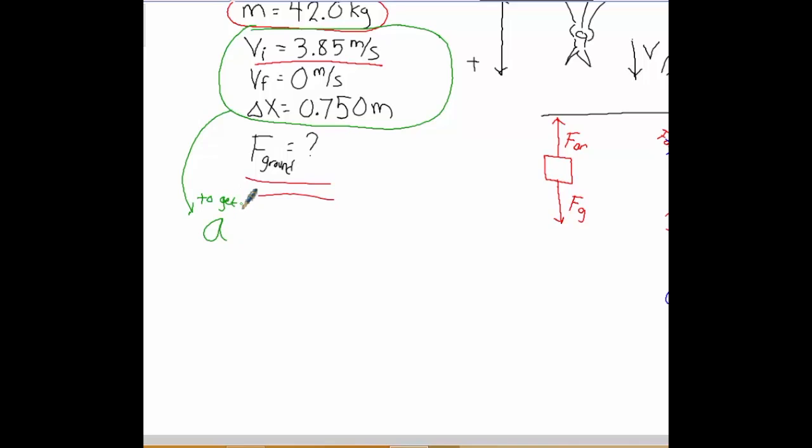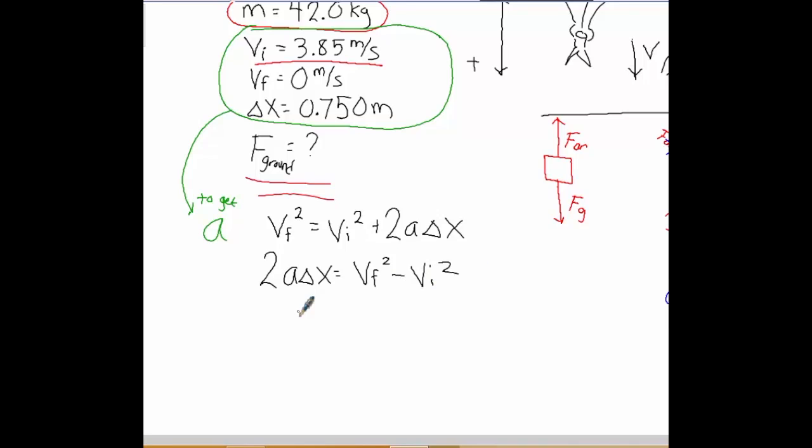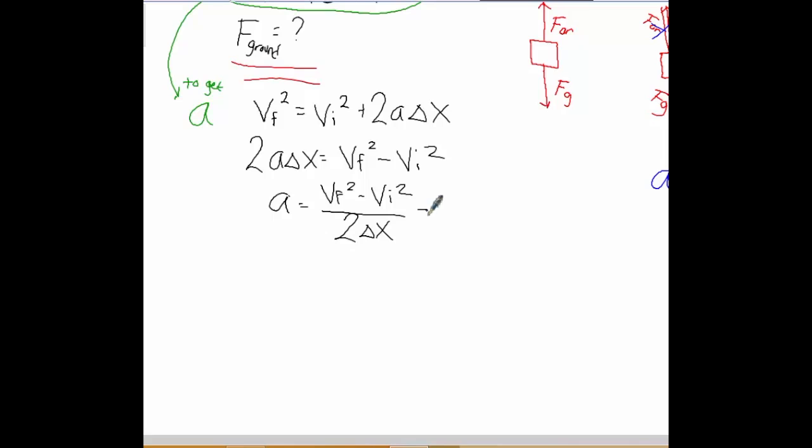We can use them to get A, because we know a VI, we know a VF, we know a displacement, and we're trying to solve for A. The only equation that deals with those four variables is the fourth kinematics equation. So I can manipulate that, subtract VI squared from both sides, divide both sides by 2 times the displacement to isolate the acceleration. And now I've got variables I can plug in and I can solve this.